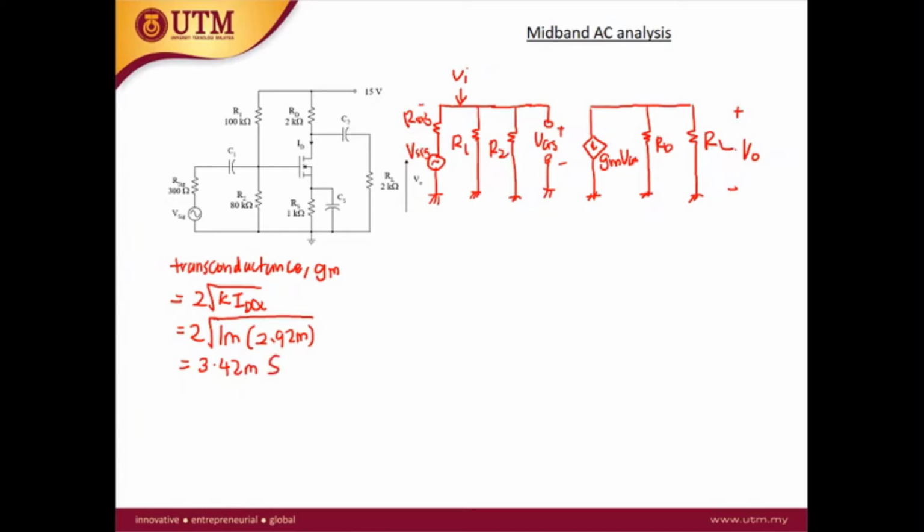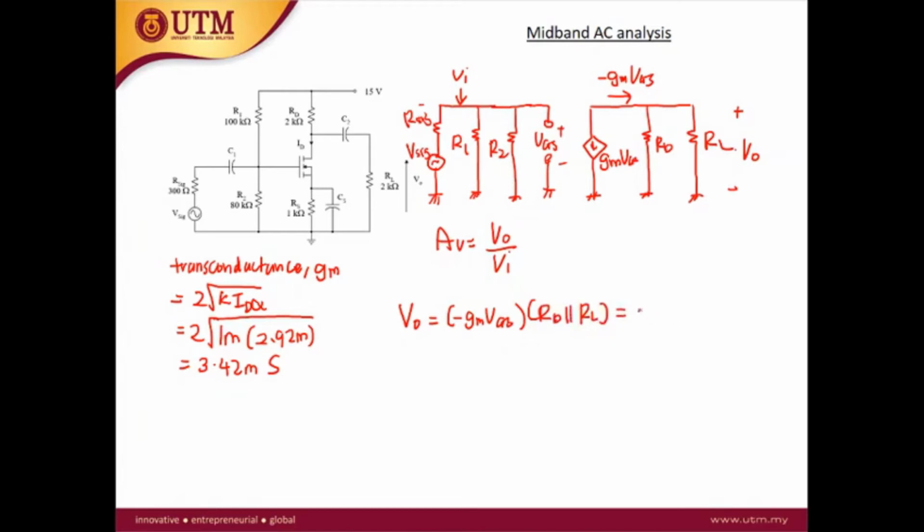Okay. Our objective, we want to calculate the AV. So AV is V out over V in. So first we derive what is the V out. V out is the current across the RD combined with RL times the RD. So this is minus GM VGS, so minus GM VGS times RD parallel with RL.